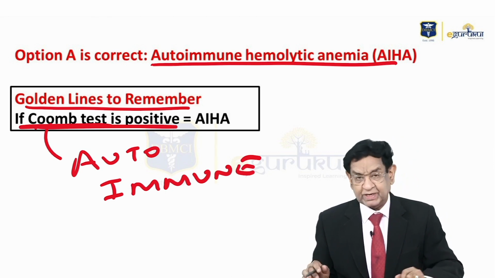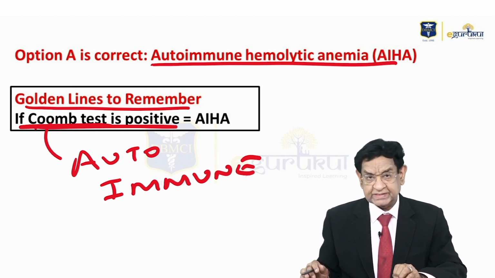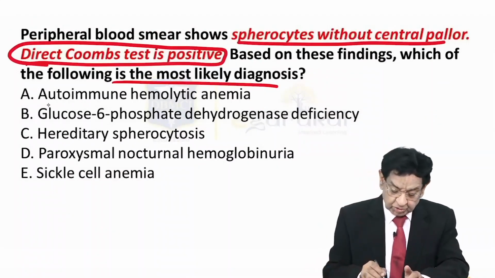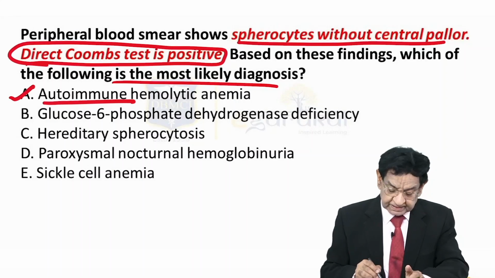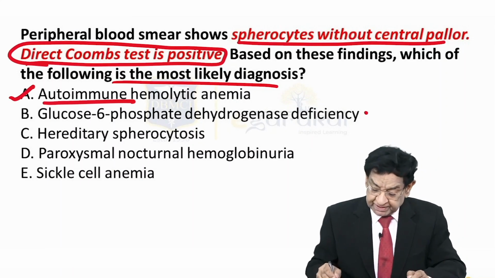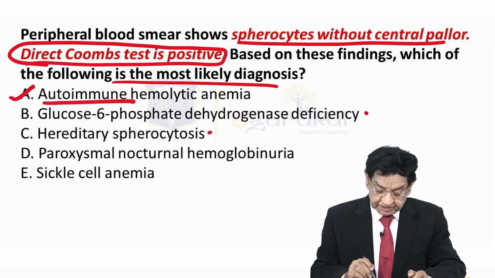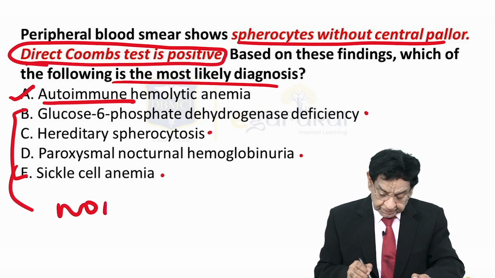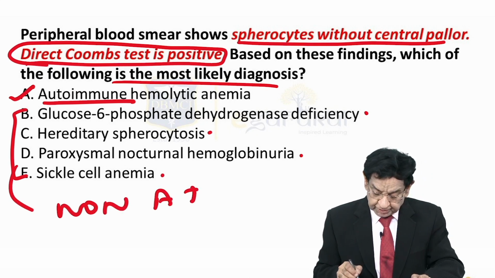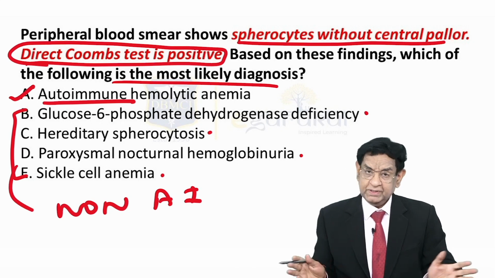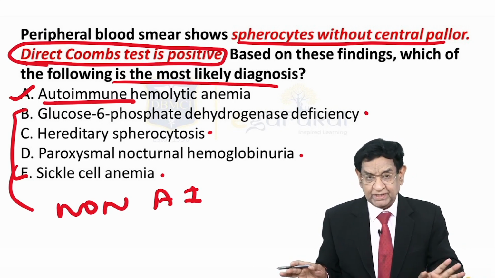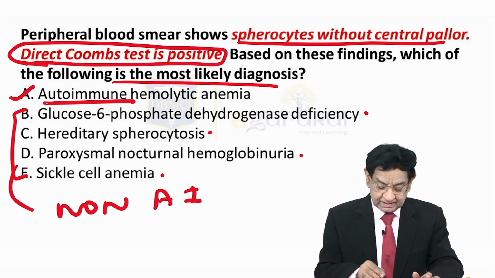Now, I said you can answer this question in 1 second only. How come? Look into this question once again. This is autoimmune, that is the answer. The other options, G6PD deficiency, hereditary spherocytosis, PNH and sickle cell, are all non-autoimmune. So we just learned that Coombs test will be positive only in autoimmune. So without anything else, this is the answer.